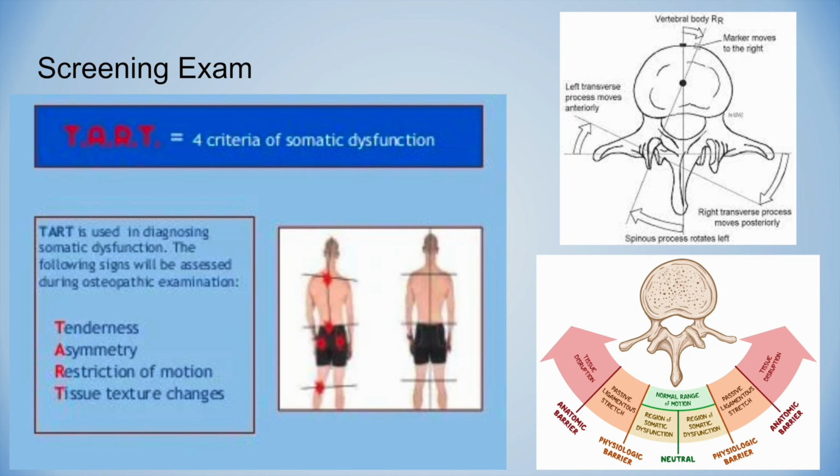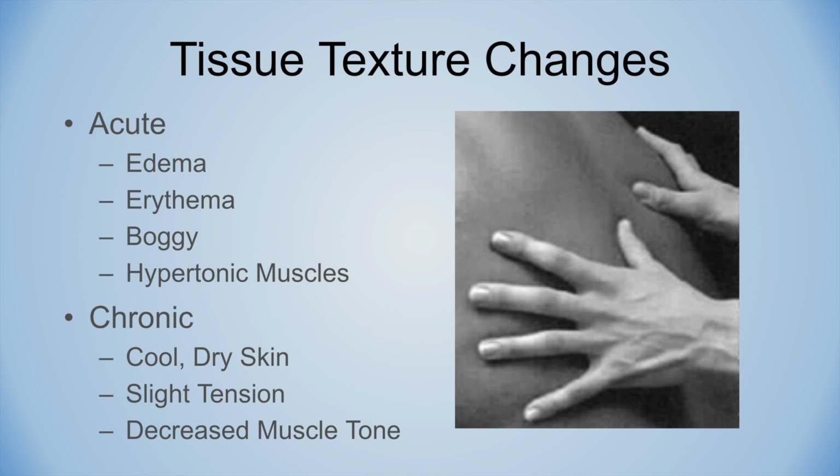And that brings us to an anatomic barrier. That's the point where if you were to continue pushing through that anatomic barrier, you would injure that joint and the tissues there. And then you can have a somatic dysfunction that is going to limit the range of motion within those limits of the barriers. And here's just a quick picture about the tissue texture changes.